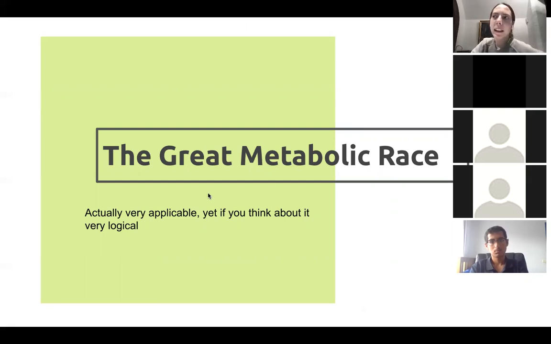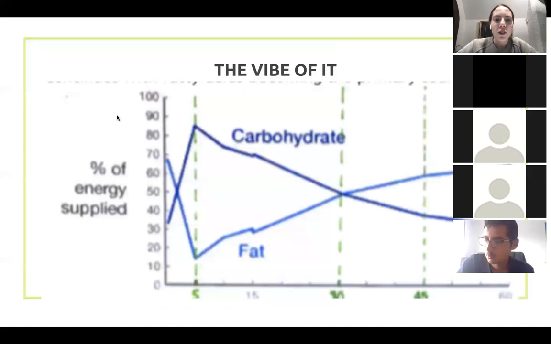The great metabolic rate is actually probably the most applicable thing from metabolism. And it's just drawing all metabolism kind of together, but mainly just carbs and lipid usage. So essentially they're asking, during, let's say, a race of 60 minutes, what is your energy source going to be? Is it going to be the same throughout? Or are you going to fluctuate?